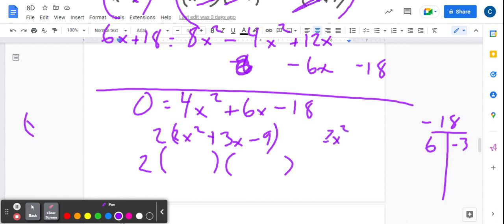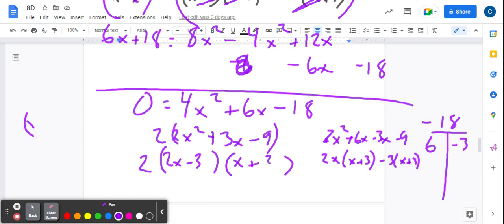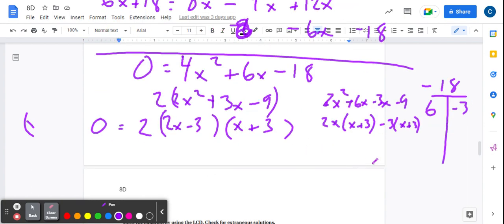We have 2x squared plus 6x minus 3x minus 9. And so as we clean this up, we'll pull 2x out of the first two terms to get 2x times x plus 3, and then minus 3 times x plus 3. So this whole thing factors out to look like this, okay? We should go back to our factoring rules that we've done earlier in the year to be able to get this. However, we got to set this thing equal to 0.